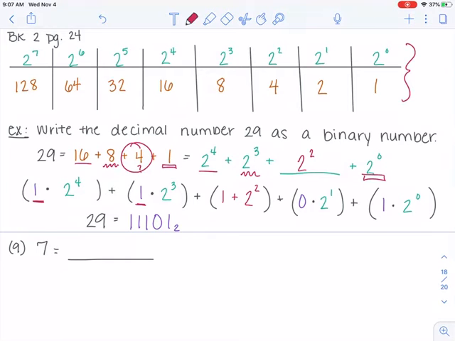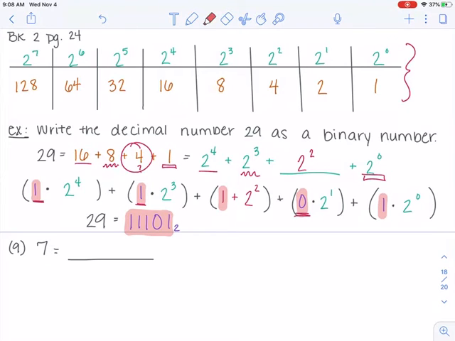2 to the 1st power, we have to add that in because we have to count down from our exponent. It was not used, though. We did not use the number 2 at all, so we put a 0 there. And then 2 to the 0 power, 1 was used, so we put a 1 there. So then we're able to take our numbers from the front and have 1, 1, 1, 0, 1 with a base of 2.